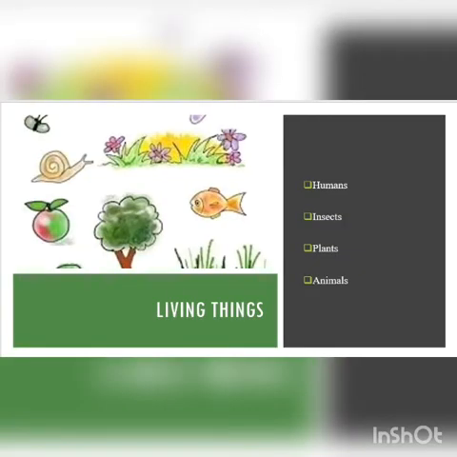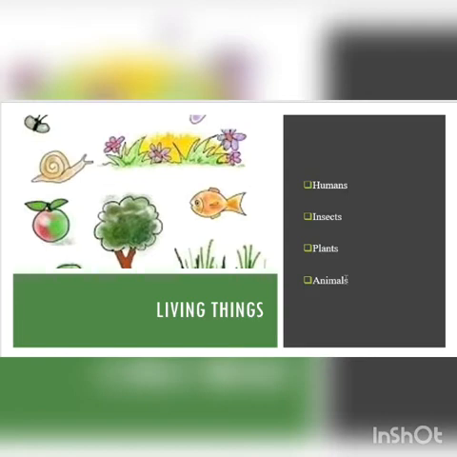So first of all, living things. As you can see in this picture, there are a number of living things like fish, tree, snail, butterflies. How are they living things? Because they have a specific lifetime. They are mortal. These are examples of living things like humans, insects, plants, and animals.